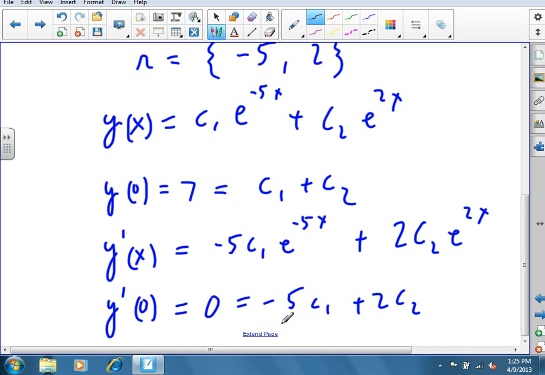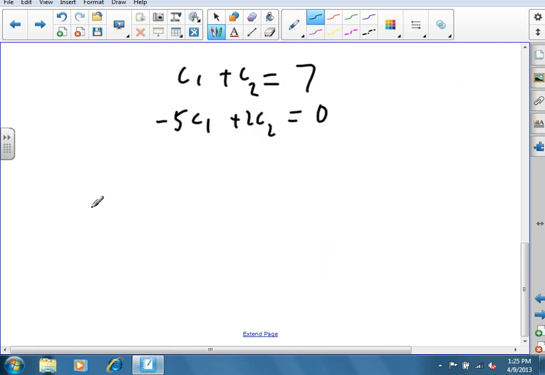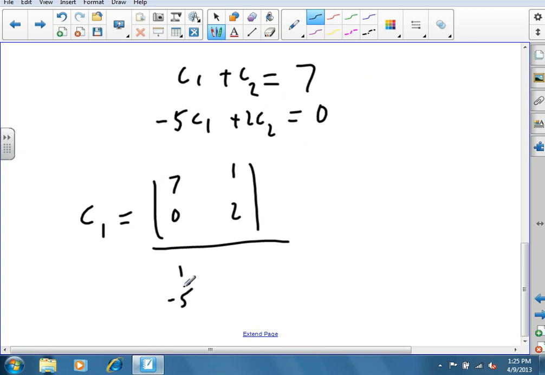So I find myself with two equations, two unknowns. c1 plus c2 is equal to 7, and minus 5c1 plus 2c2 is equal to 0. I choose to use Cramer's rule. I find that c1 is equal to the determinant of 7, 0, 1, 2, divided by the determinant of 1, minus 5, 1, 2. If you had a graphing calculator, you could just put those in and it would tell you the answer too.